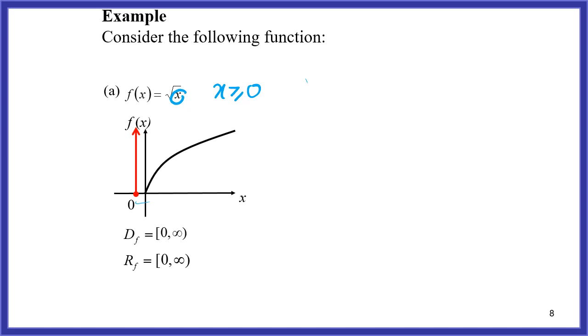How about the range? Since x is more than or equal to 0, the square root of x is also more than or equal to the square root of 0, which is 0. So y is also more than or equal to 0. That's why we have the range of 0 to infinity.